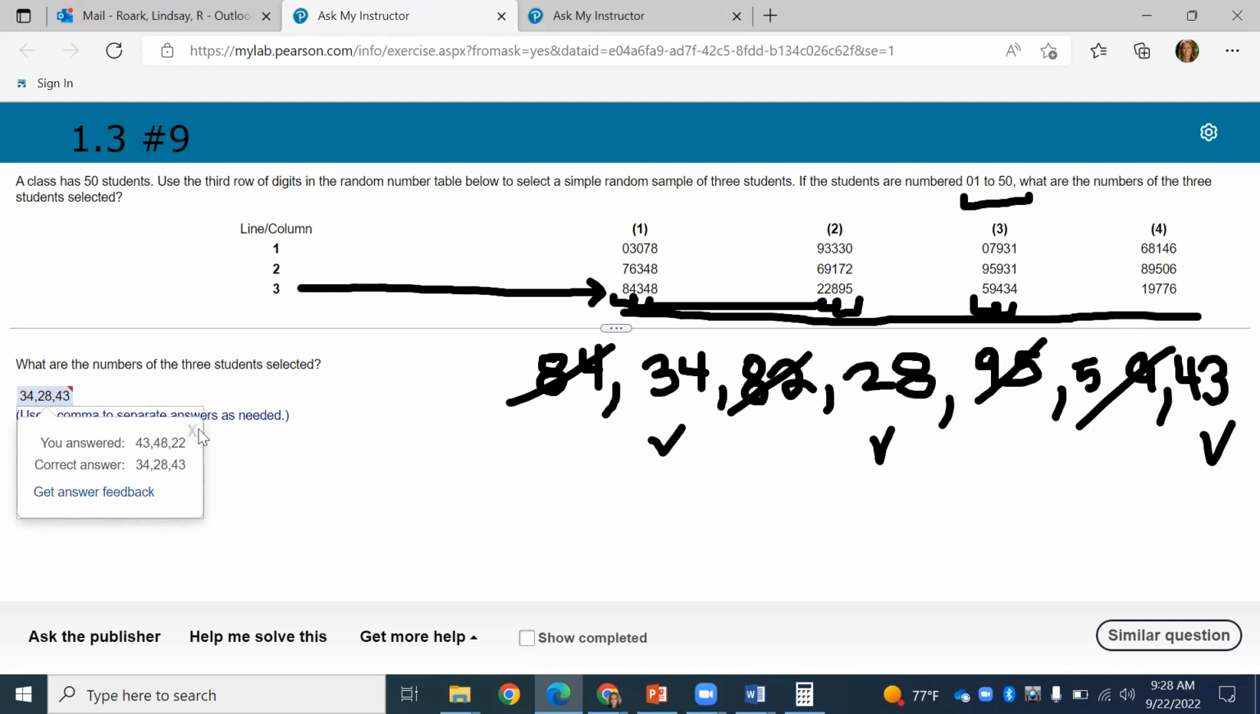Okay, so I hope this helps. Again, this was 1.3 number 9, but it's an issue that comes up a lot and is always challenging. So I'm really glad that you had a classmate that asked this question.